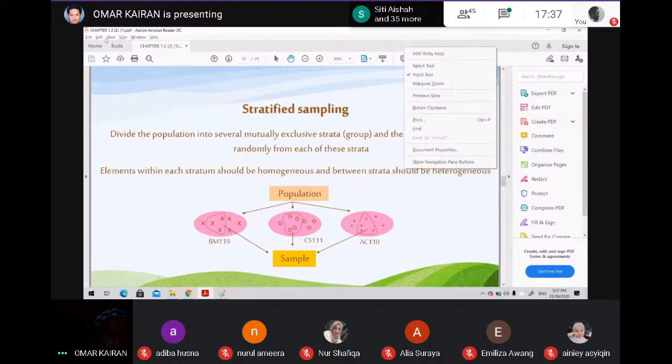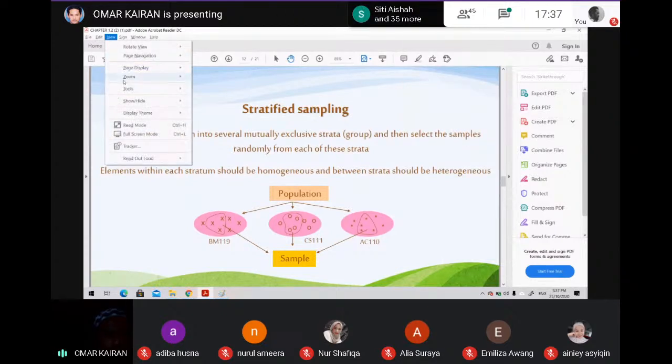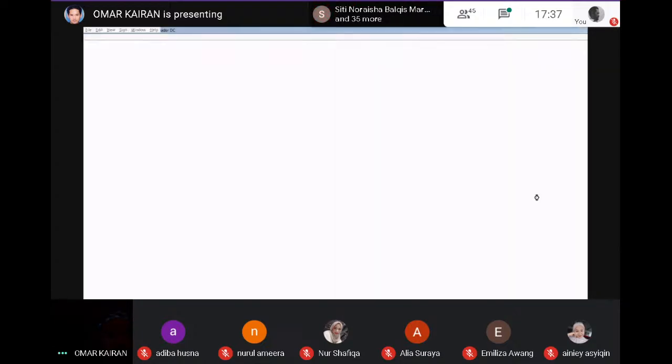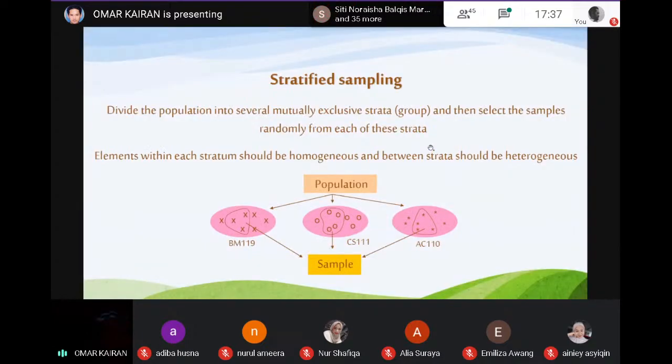Next, random sampling or probability sampling. Okay, stratified sampling. Divide the population into several mutually exclusive strata groups and then select the samples randomly from each of these strata. Elements within each stratum should be homogeneous and between strata should be heterogeneous.